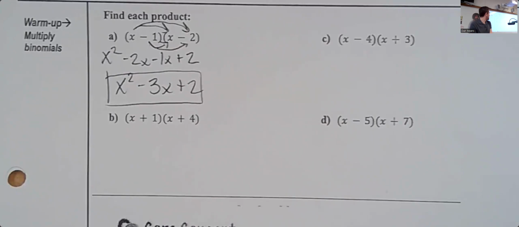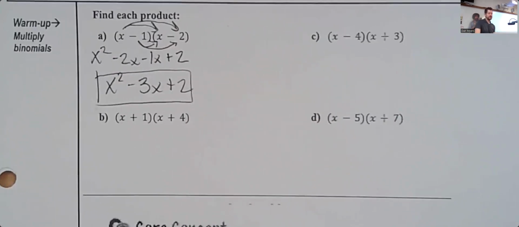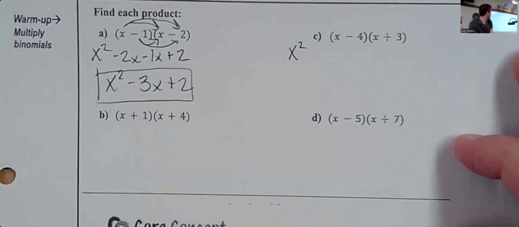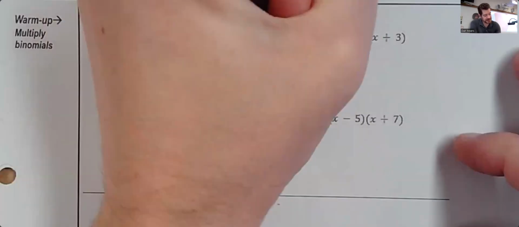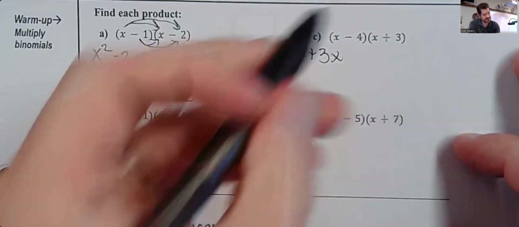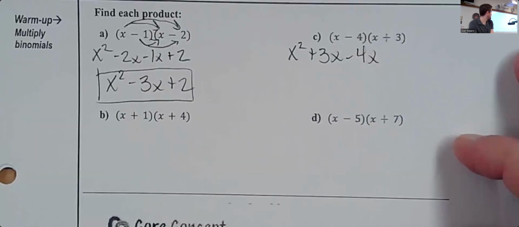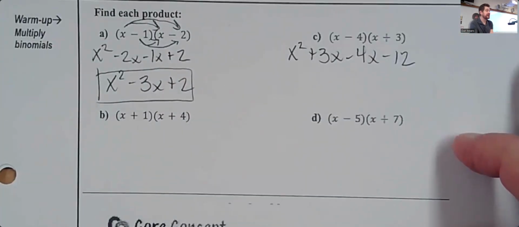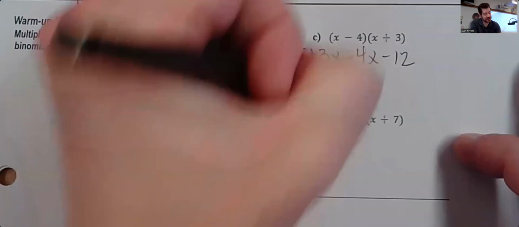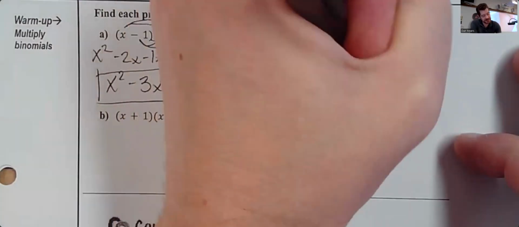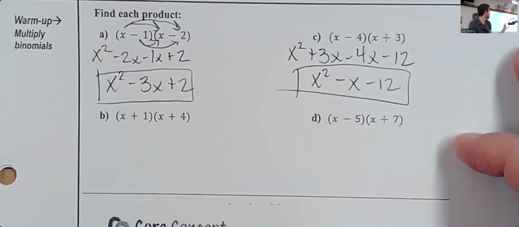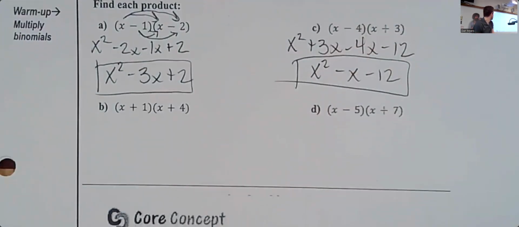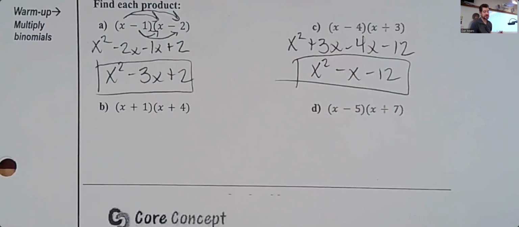All right. So for the next one, we've got first times first, x squared. Outer terms, x times 3, plus 3x. Inner terms, negative 4 times x, minus 4x. Last terms, negative 4 times 3 would be negative 12. The two in the middle go together. 3 minus 4 is negative 1. So you'd have x squared minus x minus 12. Or if you want to write minus 1x in the middle, that's fine too. Either way, you end up with x squared minus x minus 12.